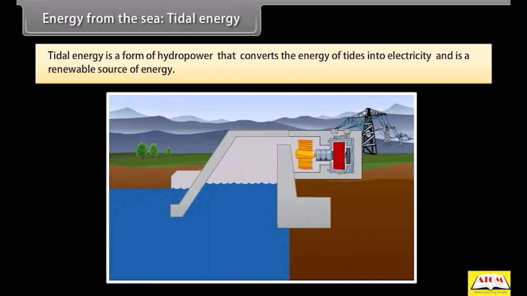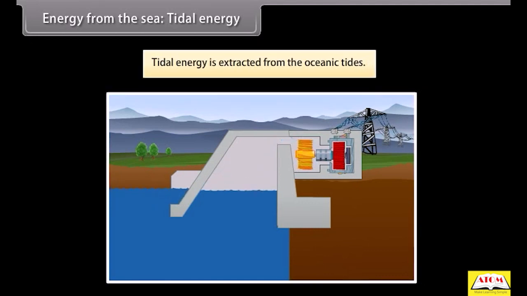Energy from the sea. Tidal energy. Tidal energy is a form of hydropower that converts the energy of tides into electricity. This is a renewable source of energy. Tidal energy is extracted from the oceanic tides.